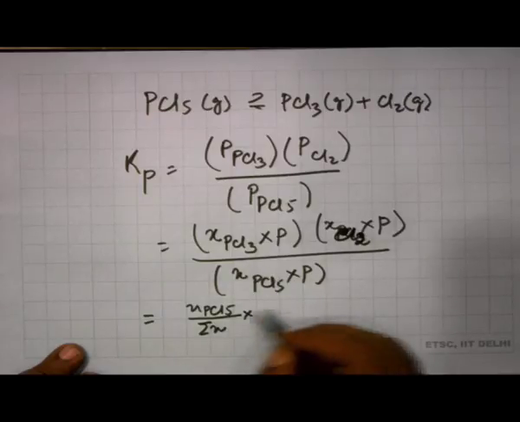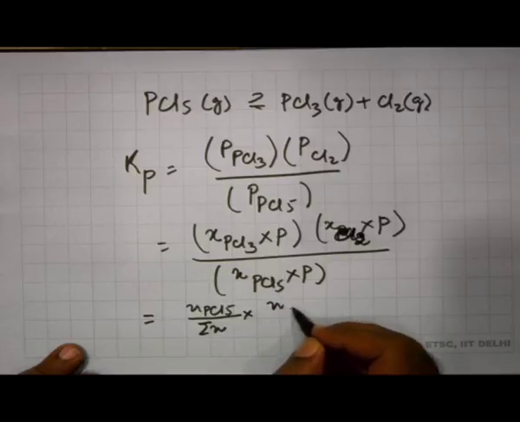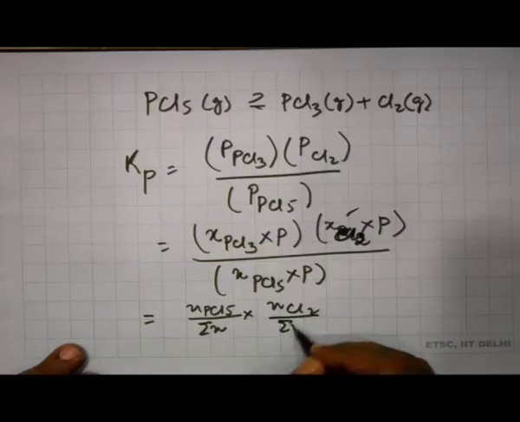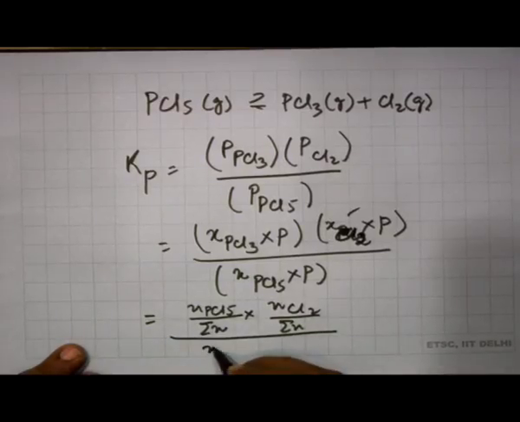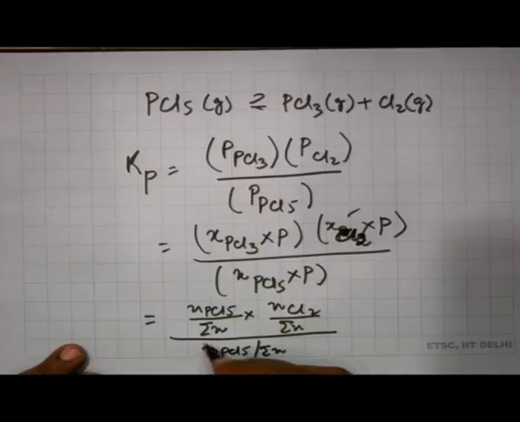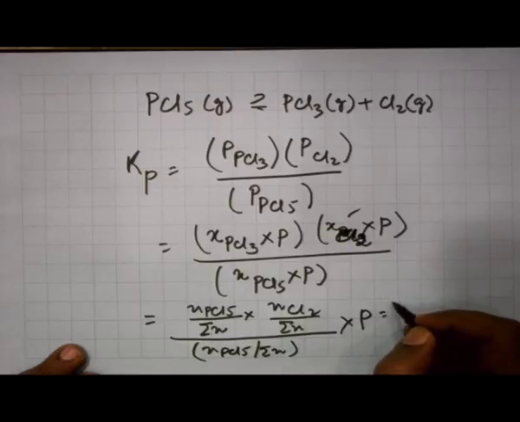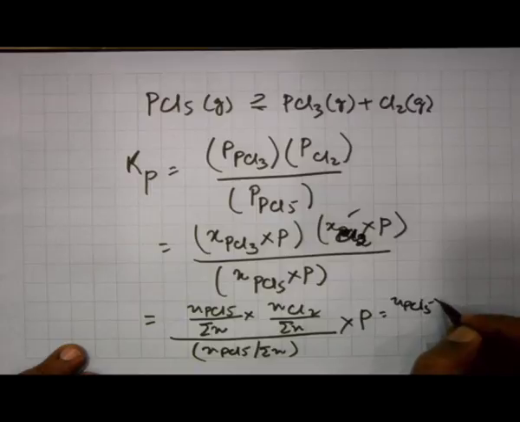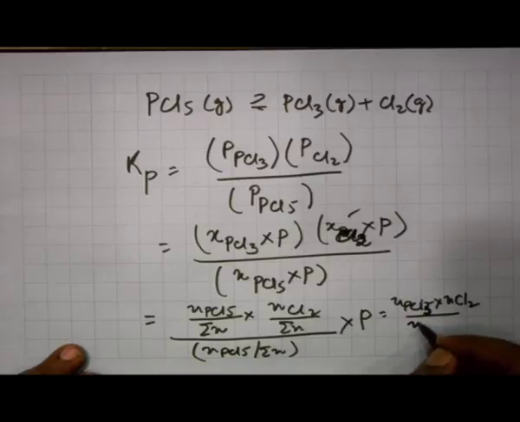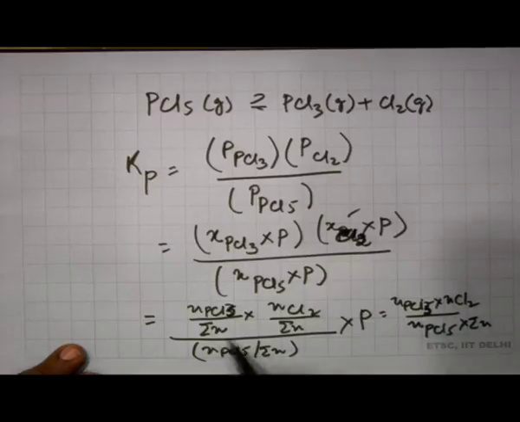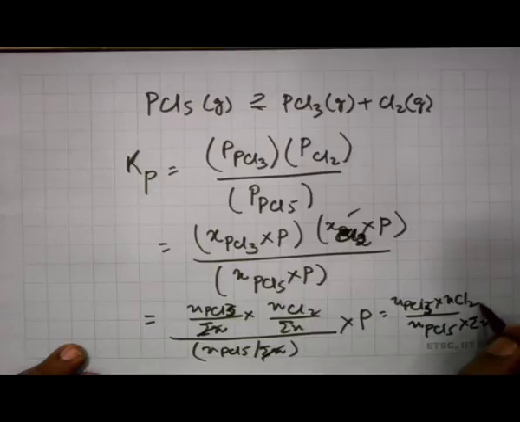So, let us take P outside. I will first write the number of moles. So, number of moles of Cl2 divided by sigma n, and then number of moles of PCl5 by sigma n, and here one P cancels out, this is P. And so, this is simply n PCl3 into n Cl2 divided by n PCl5 into sigma n. So, one sigma n cancels out. So, sigma n is left, into P.